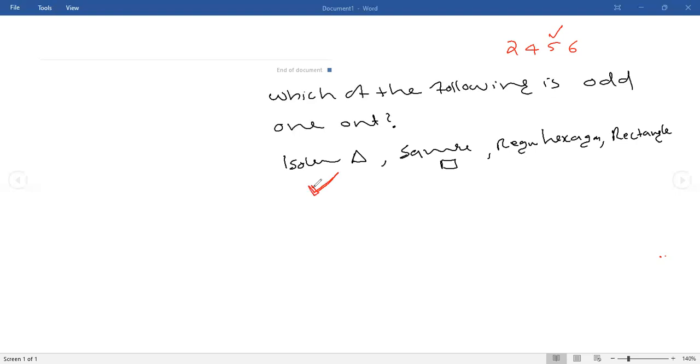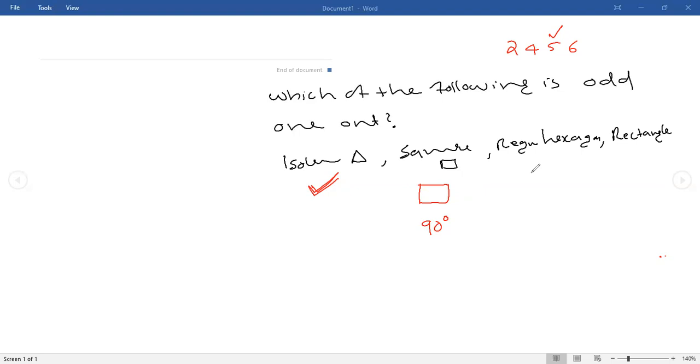Yes. Isosceles triangle is the answer, because in all the others you get 90 degree. If you're looking at the others, you will get 90 degree. This is a square. In a square, we know very well that the angle will be 90 degree.